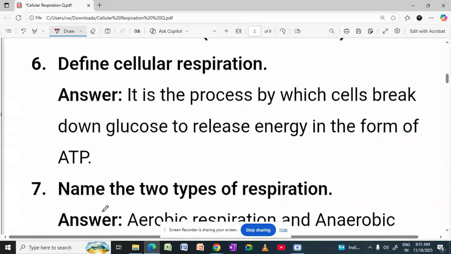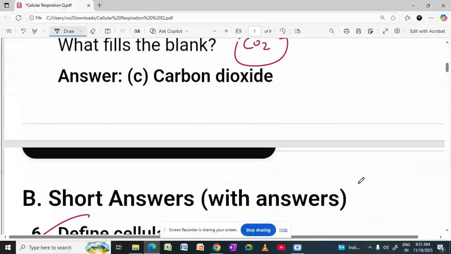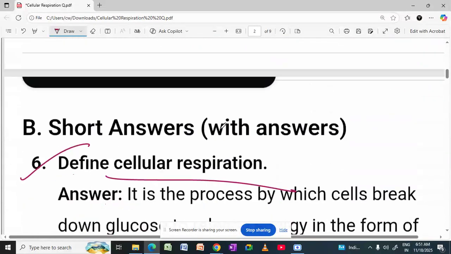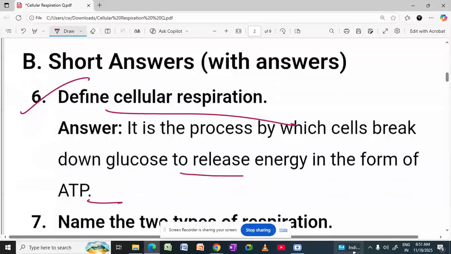So, the question is: define cellular respiration. Read this question and answer, Manya. So in this, what happens? Cells break down glucose to release energy, as I told you already. In this equation also we discussed. So cells break down glucose, and at the end, what is released? Energy.